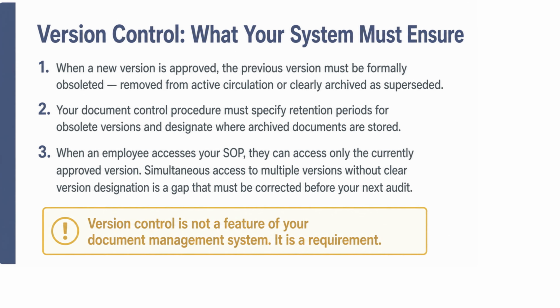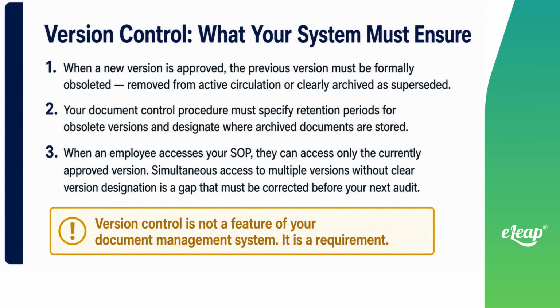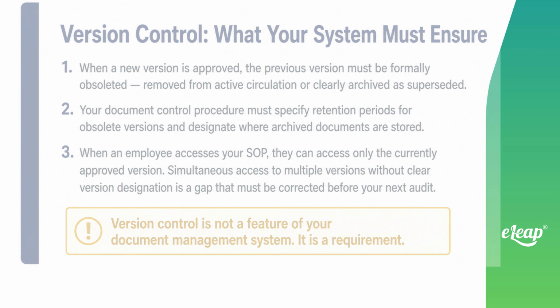When a new version is approved and is effective, the previous version must be formally obsoleted and either removed from active circulation or clearly archived as superseded. Your document control procedure should specify retention periods for obsolete versions and designate where archived documents are stored. Version control also means that when an employee accesses your SOP, they can access only the currently approved version. If your document management system permits simultaneous access to multiple versions without clear version designation, that is a gap that needs to be addressed before your next audit.